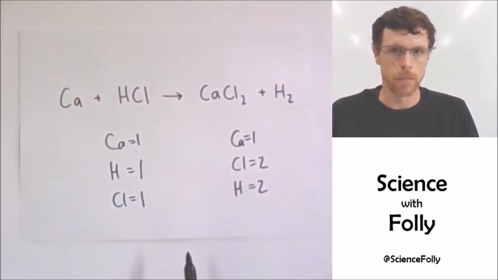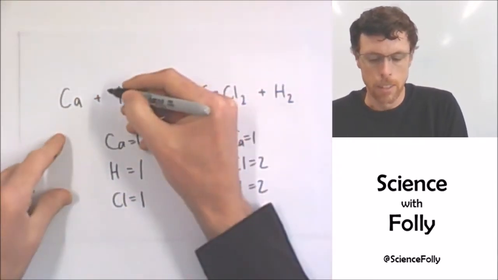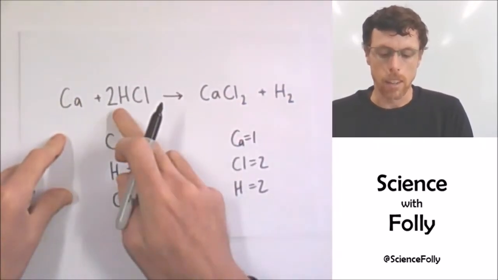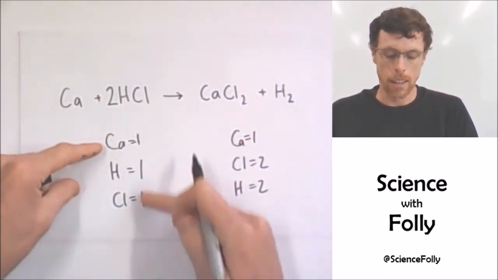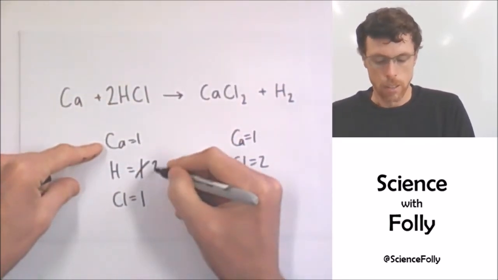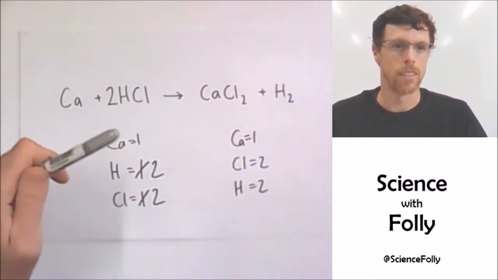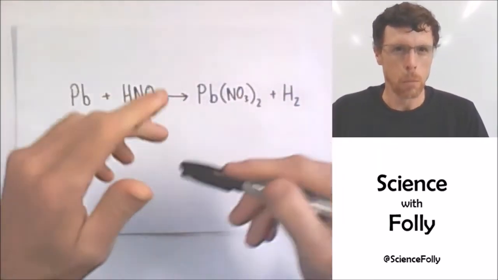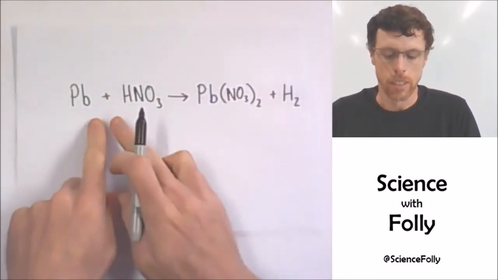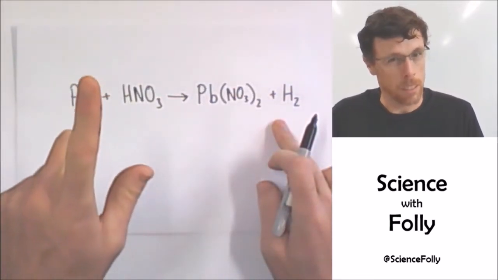What am I going to do? Pretty simple. Double this hydrochloric acid compound, and now we've got two hydrogens, two chlorines, and it's all balanced. And here's one more to try out before we finish. It looks a bit tricky, but it's not as hard as you think.